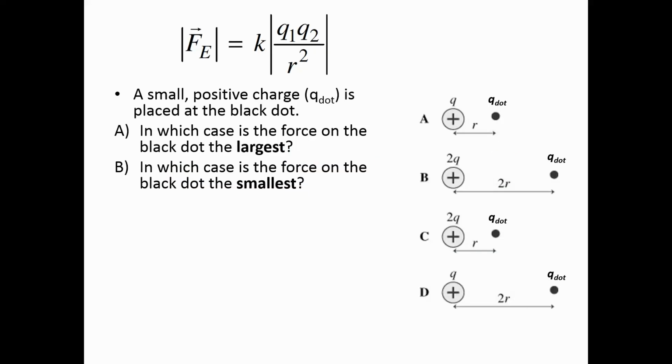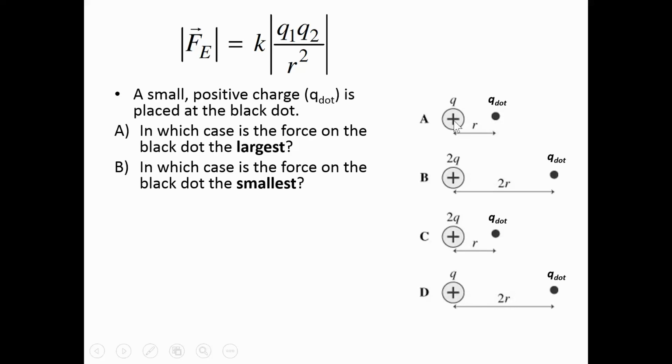So let's do an example. We're going to use Coulomb's law, and we're going to have a small positive charge called Q dot placed at the point where there's this black dot. So there's a charge here, Q dot. We want to look at 4 different situations and figure out where the force on this dot is the largest, and where the force on this dot is the smallest. We've got 4 different cases to consider. So we'll start with A. Where is the force on the black dot the largest?